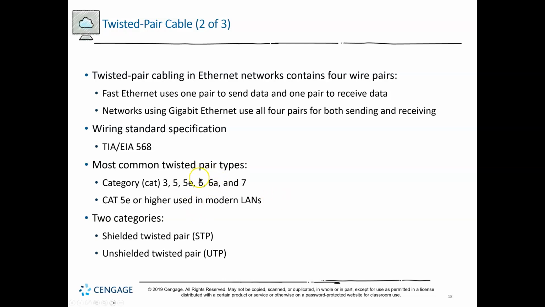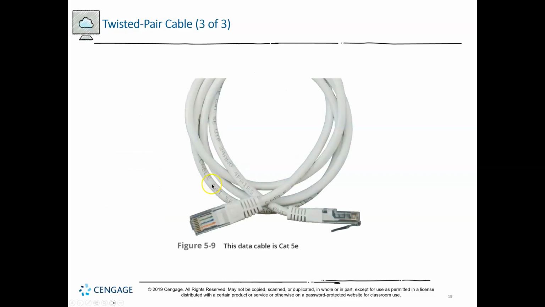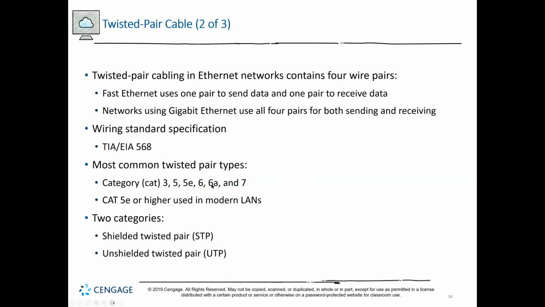But if I'm going to build out a new office building, I'm going to start with typically 6 or 6A. 7 I would not go to yet. It's not really as well defined. Inside of my data closet maybe, but at that point I'm going to put fiber optics in for the most part. And then to make it even more complicated, we break it down into, they're both twisted pair, whether it's shielded or not twisted.